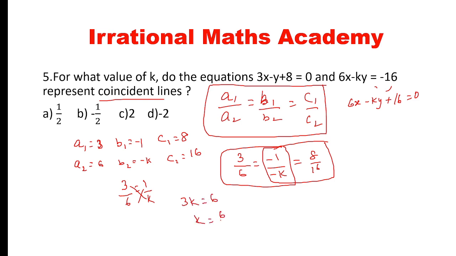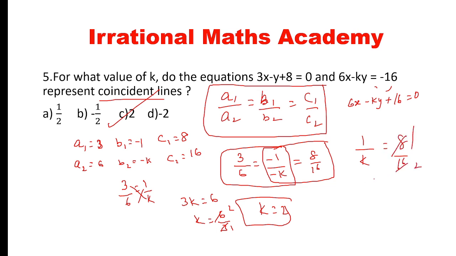K equal to 6 by 3. 3 ones are 3, 2s are 6, so k value equal to 2, which is option C. Clear? You can solve this one also. For example, 1 by k equal to 8 by 16. 8 ones are 8, 8 twos are 16. 1 by k equal to 1 by 2. Cross multiply it, k equal to 2. It's your wish, if you want to solve it as an equation.